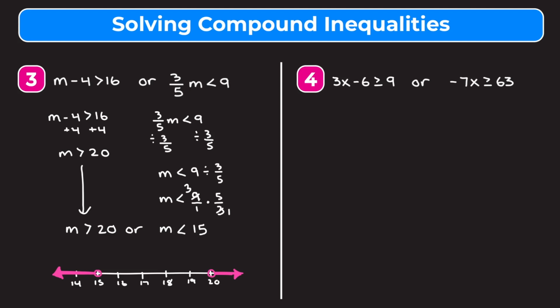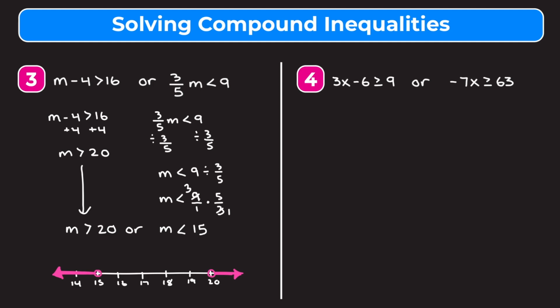So OR inequalities typically have a gap in the middle of their graph, whereas AND inequalities are typically just filled in between the two numbers we find. So moving on to example 4, we have 3x minus 6 is greater than or equal to 9, or negative 7x is greater than or equal to 63. So let's start with this left inequality.